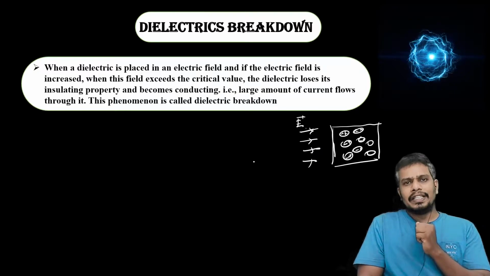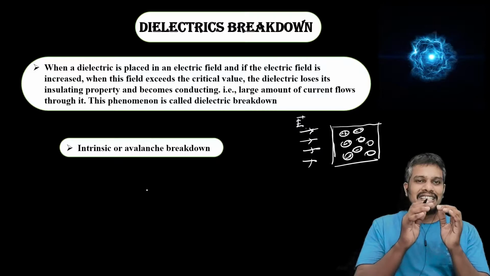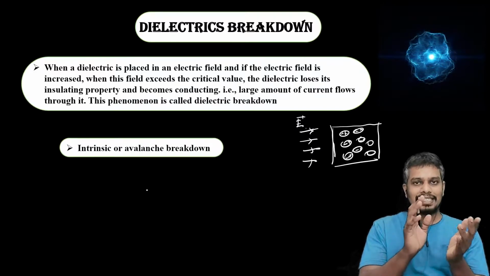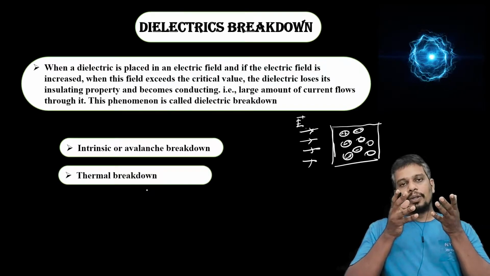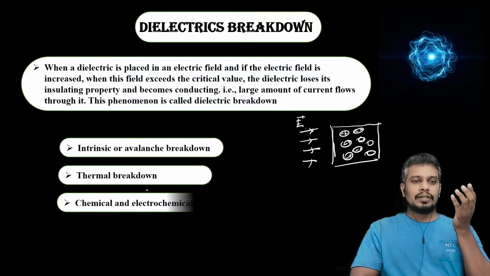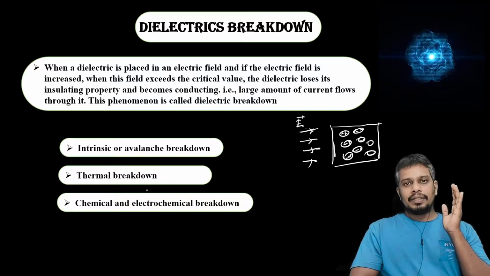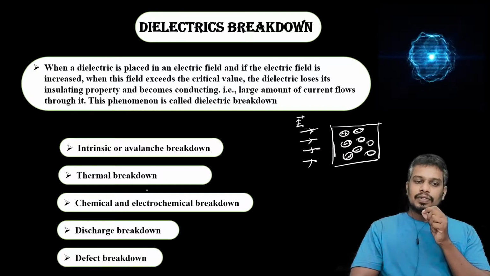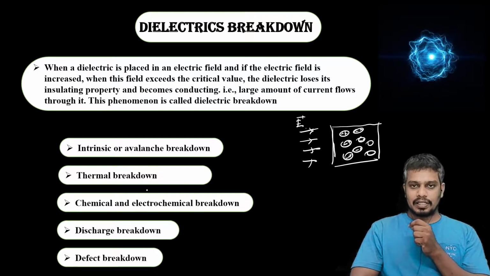So how many kinds of breakdown can occur, one can ask. The first is intrinsic breakdown or avalanche breakdown. We are going to discuss both of them. The second is called thermal breakdown. The third is called chemical and electrochemical breakdown. The fourth is called discharge breakdown. The fifth one is called defect breakdown. So one by one we are going to discuss now.